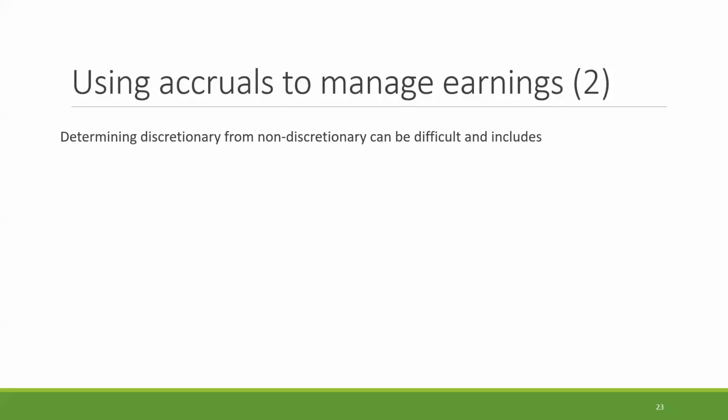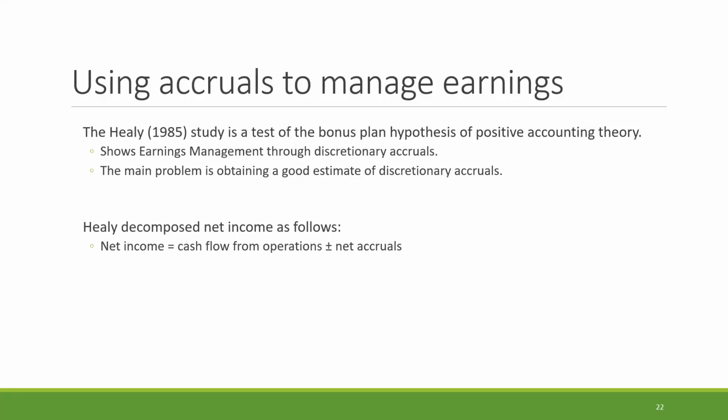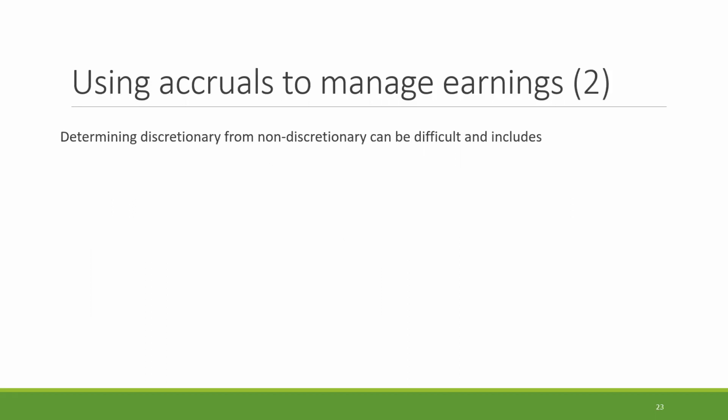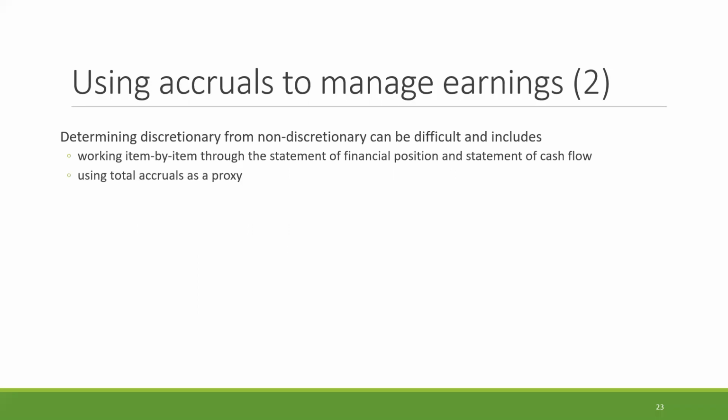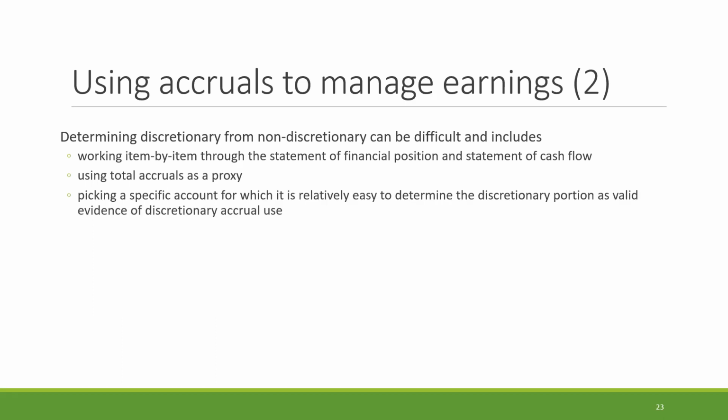So what he did is he split up the net income into those two components, cash flow from operations and then plus or minus net accruals. I'm not going into a description here. I'm talking about how determining discretionary from non-discretionary can be difficult because you've got to work through the balance sheet item and the cash flow item by item. You've got to use total accruals as a proxy. You've got to pick up a specific account to figure out whether you have evidence of accruals.